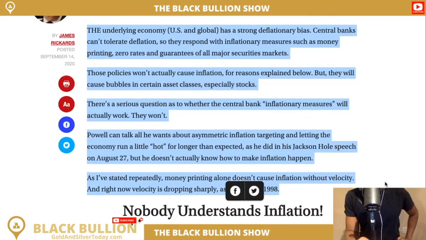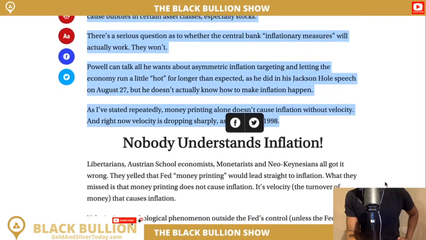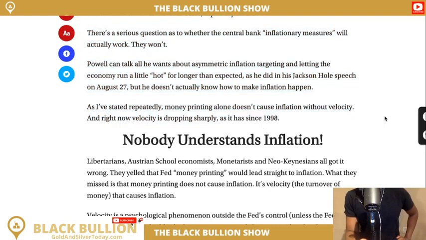The underlying economy, US and global, has a strong deflationary bias. Central banks can't tolerate deflation, so they respond with inflationary measures such as money printing, zero rates, and guarantees of all major securities markets. Those policies won't actually cause inflation for reasons explained below, but they will cause bubbles in certain asset classes, especially stocks. There's a serious question as to whether the central bank inflationary measures will actually work. They won't. Powell can talk all he wants about asymmetric inflation targeting and letting the economy run a little hot for longer than expected, as he did in his Jackson Hole speech on August 27th. But he doesn't actually know how to make inflation happen. As I've stated repeatedly, money printing alone doesn't cause inflation without velocity. And right now, velocity is dropping sharply as it has since 1998.